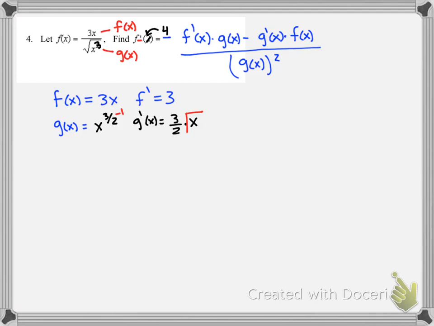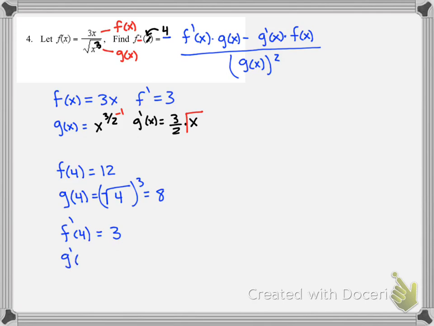Now we were given a value of 4, so I'm going to plug that in for all of these pieces. F of 4 is then 12. G of 4 will be the square root of 4 cubed. Well, that's going to be 2 cubed, which is 8. F prime of 4 is going to be 3. And g prime of 4 will be 3 over 2 times the square root of that 4. Well, that's going to be 3 over 2 times 2, or just 3.